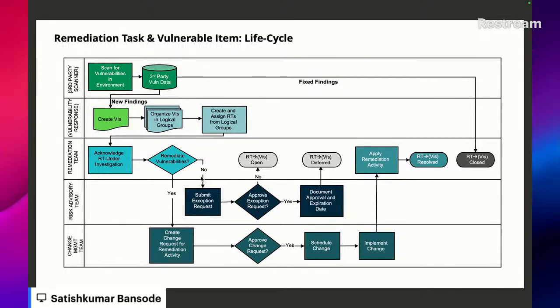So here is where we submit the exception request. Once we send it, an approval gets triggered. Out of the box, we have two levels of approvals required to complete this exception request and put it into the deferred state. If the exception request is rejected, your remediation task goes back to its initial state, the open stage. If the approval is accepted, your remediation task goes to the deferred state.